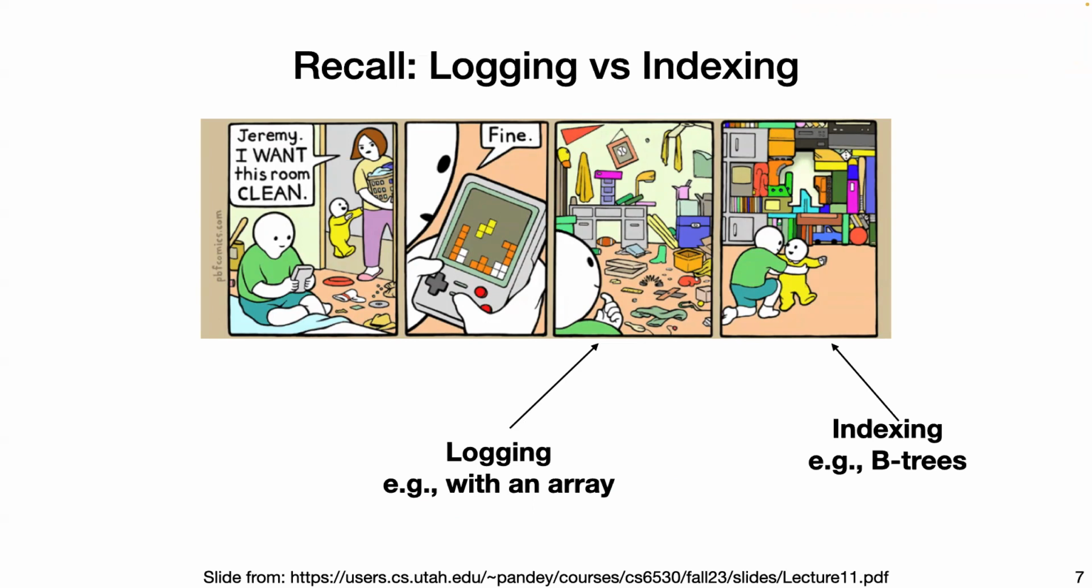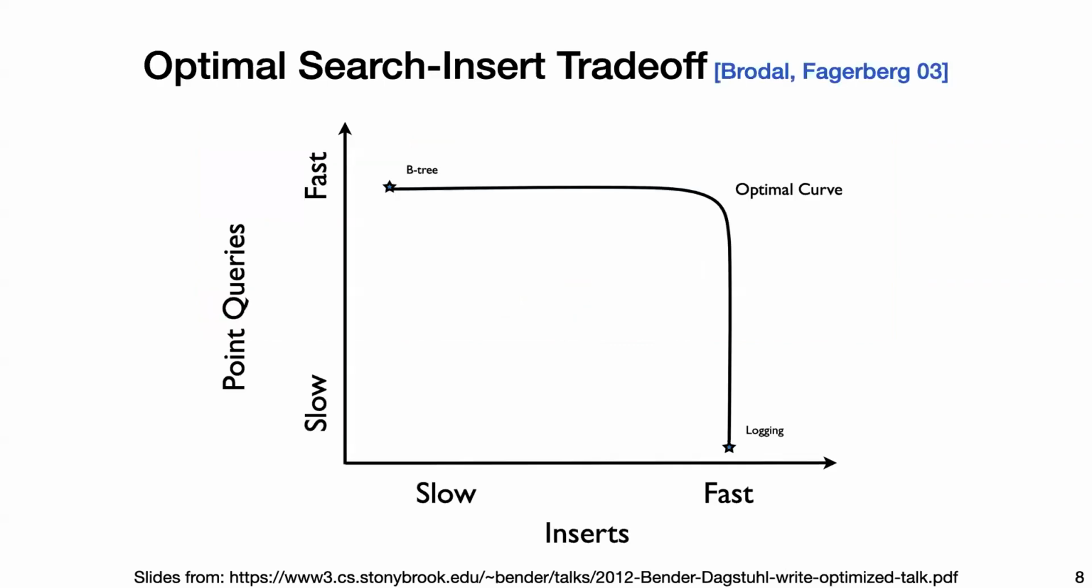And again, there are these two extremes in the trade-off curve. There's logging, which is like you just append to the end. And then there's indexing, like B trees. And indexing is like everything is perfectly arranged in sorted order. And logging is you just write to the end, which is really fast to insert, but searching is really hard because now you have to look through the entire thing. And neither one is best in some sense, because inserts are faster in logging and searching is faster in B trees. So again, this is this lower bound curve, and on one side you have fast queries and slow inserts, and that's the B tree, and on the other side you have logging, which is fast inserts and slow queries.